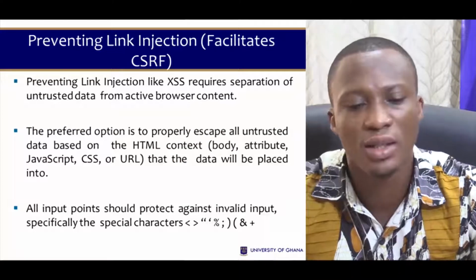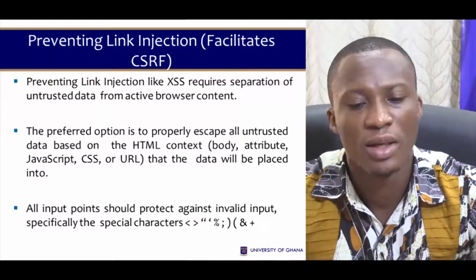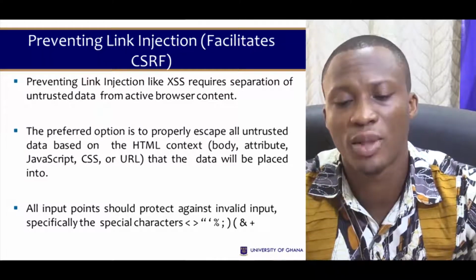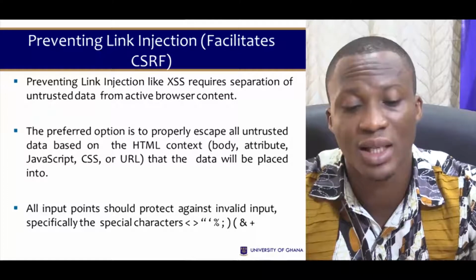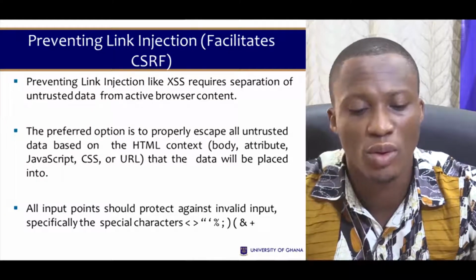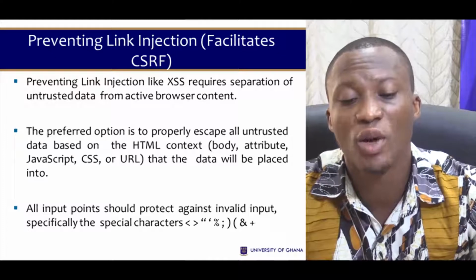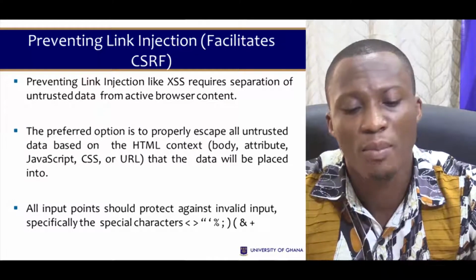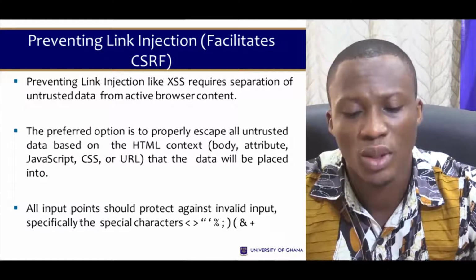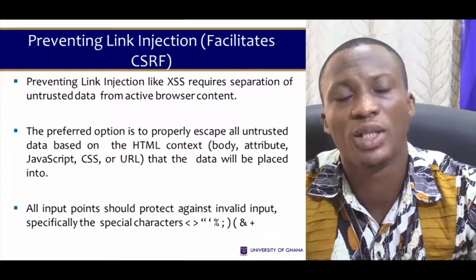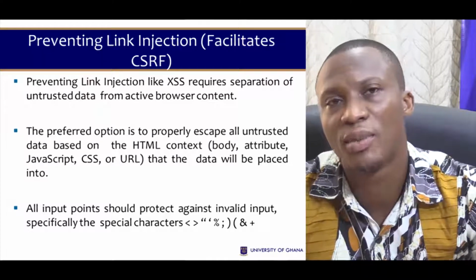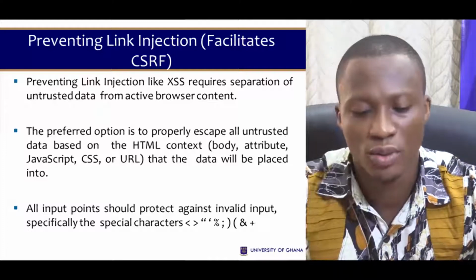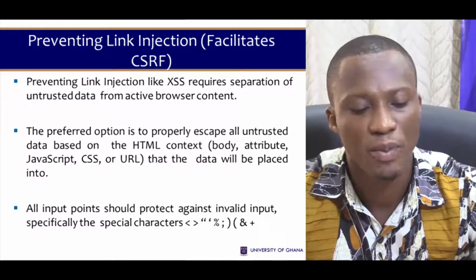How do we prevent link injection? Now, preventing link injection, like cross-site scripting, requires separation of untrusted data from active browser content. The preferred option is to properly escape all untrusted data based on the HTML content. So we are talking about the body, the attributes, JavaScript, CSS, or the URL. All input points should protect against invalid input.